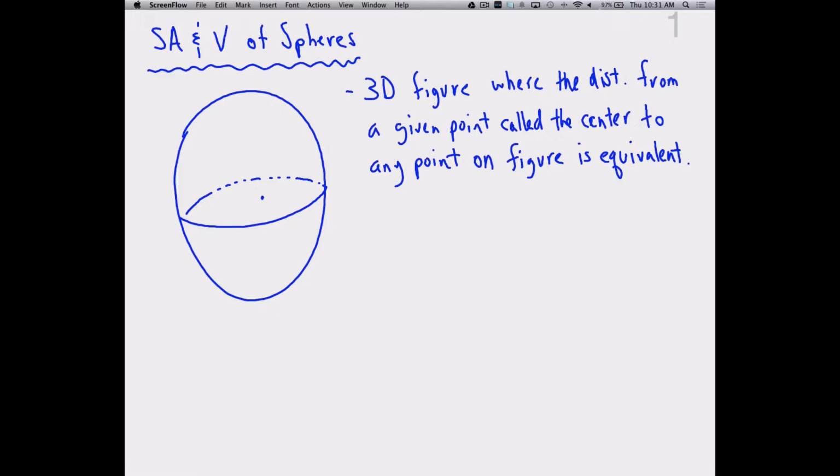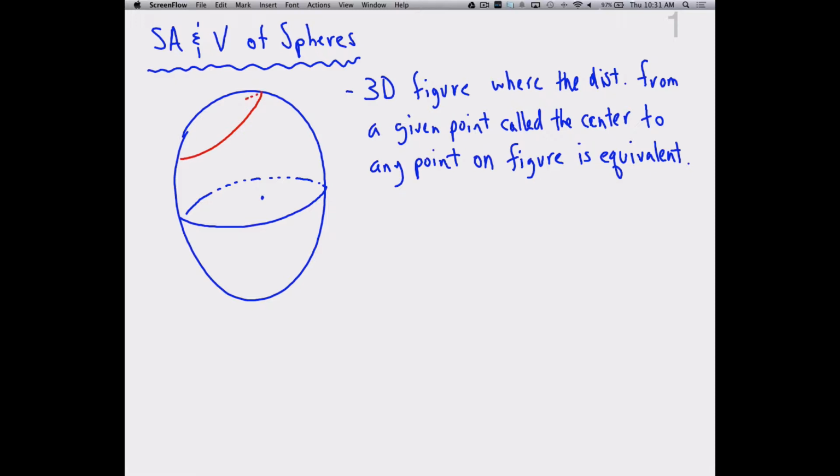Good. Well done. Let's go back to the discussion of cross sections then. If we slice a sphere, what kind of cross section do we get? Circle, right? What if I don't slice it through the center? Still a circle. No matter how you slice a sphere, the shape that you get will always be a circle.